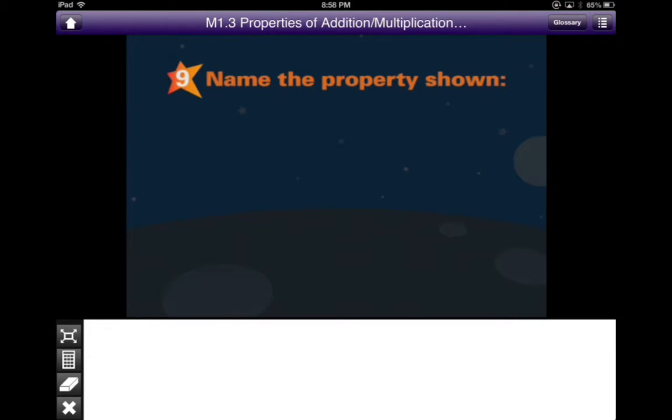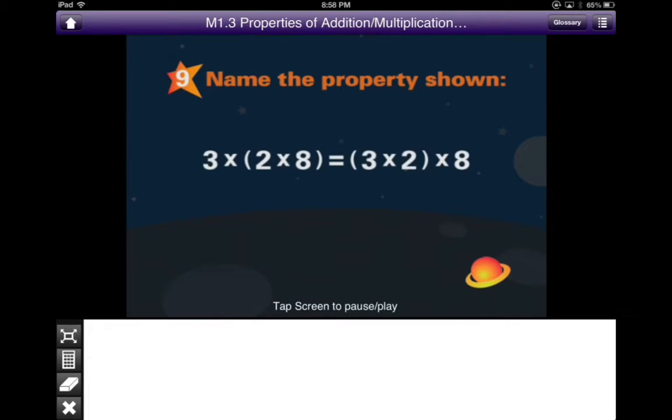In problem 9 of your lesson notes, name the property shown. Okay, go ahead and write this example down. 3 times the quantity 2 times 8 equals the quantity 3 times 2 times 8. Come back when you think you know the answer. Press pause now.